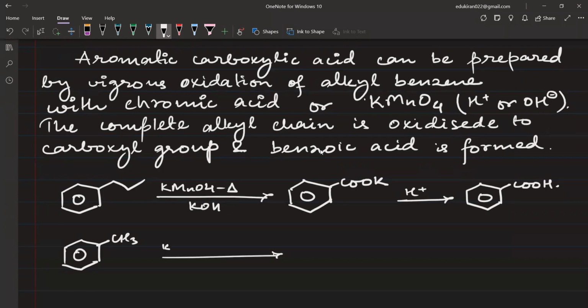The first step, we have KMnO4, KOH in the presence of heat. In the second step, if I add H plus, you will get COOH.